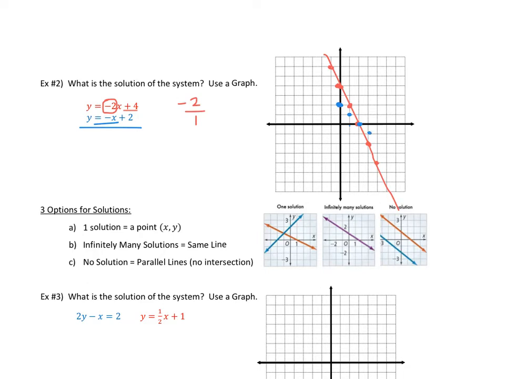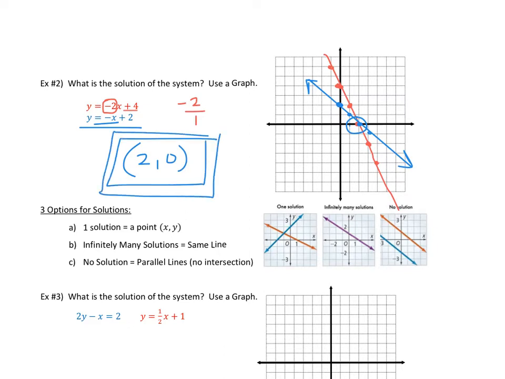And you can see that our points hit in exactly the same spot right here. Okay, so that means my solution is the point (2, 0). That's your answer to the question. The graph gets you there, but the answer is the point that they meet at. So make sure that you write that point down.